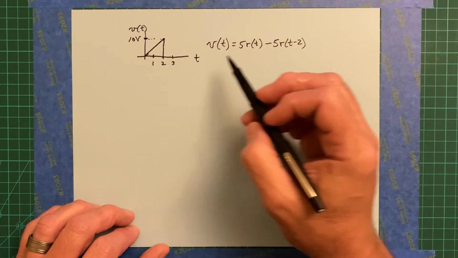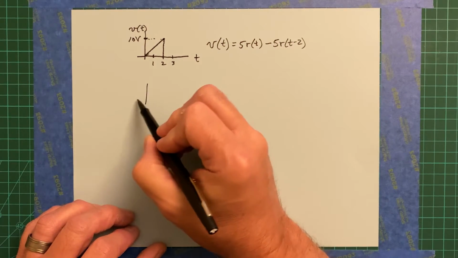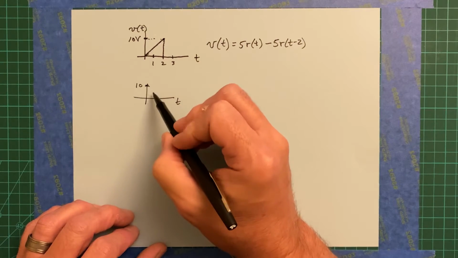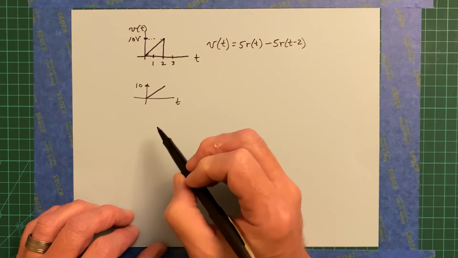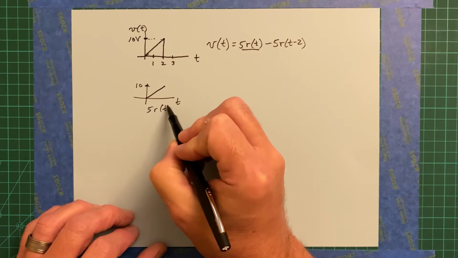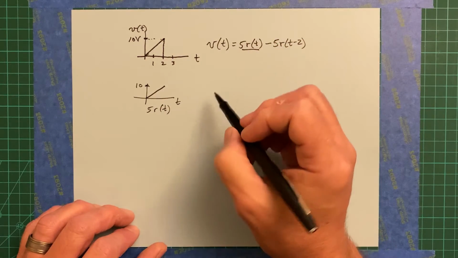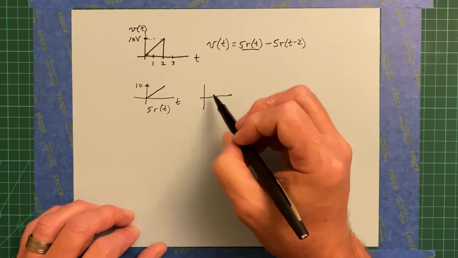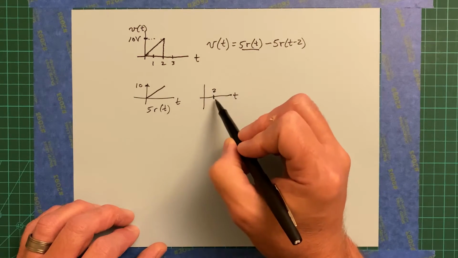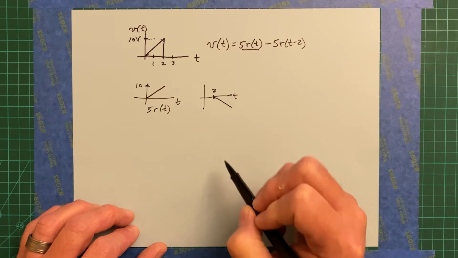In other words, let's redraw that. Let's say this is 10, and that's t right there. This first one is the 5r(t). But then we're doing the second one here at t equals 2. Then it starts doing this.